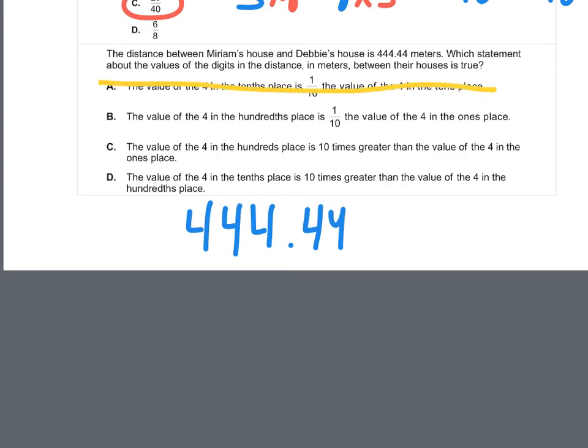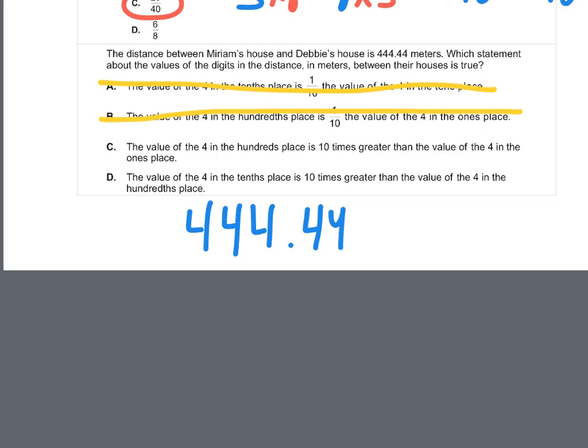B says the value of the 4 in the hundredths place, okay, that guy, is 1/10 the value of the 4 in the ones place. Once again, it's 1, 2, it's 100, not 1/10. So that's not true again. C, the value of the 4 in the hundredths place, okay, there's the 4 in the hundredths place, is 10 times greater than the value of the 4 in the ones place. No, it's actually 100 times greater.